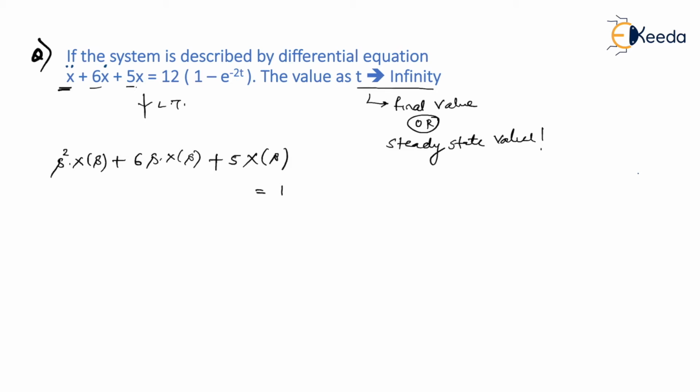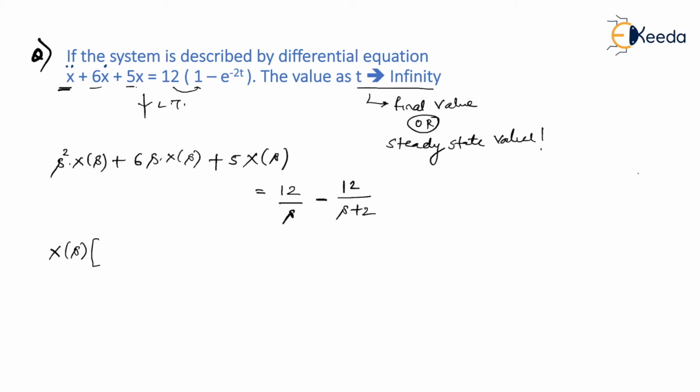Now this is equal to 12 times, or I would say, if I actually open this bracket, it would become 12 minus 12 times e to the power minus 2t. So it will become 12 by s minus 12 upon s plus 2. By using the frequency shift theorem, I got this. So just rearrange the terms, take X(s) common.